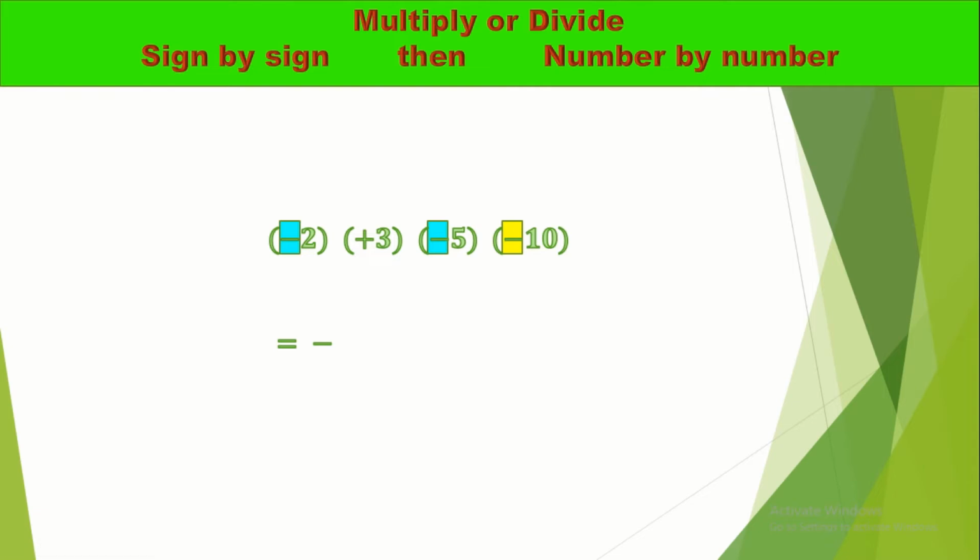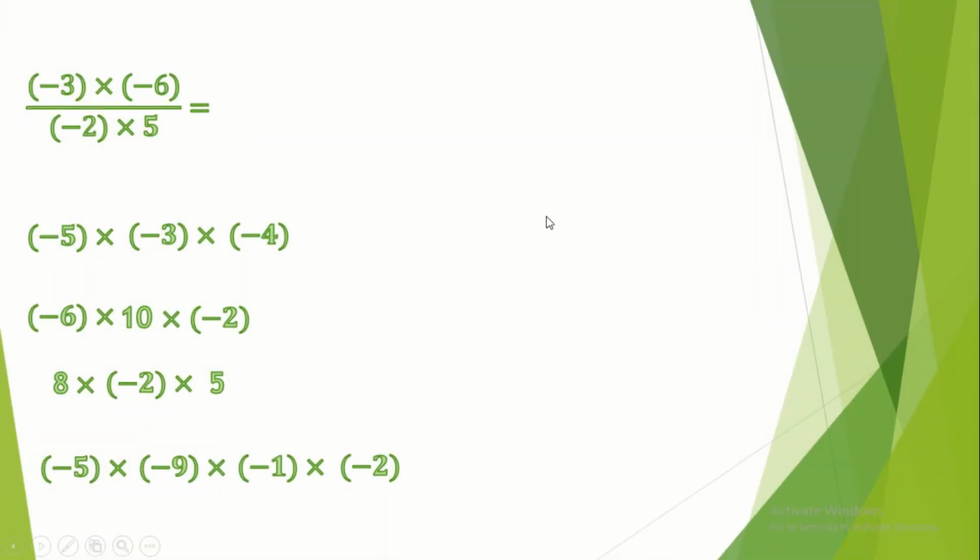Well, now here, as you see, we have 3 signs minus, so the answer is minus since 3 is an odd number. Now we can just multiply the numbers. 2 times 3, 6. 6 times 5, 30. And 30 times 10, it gives us 300. So the answer is minus 300. Now let's have some examples together.